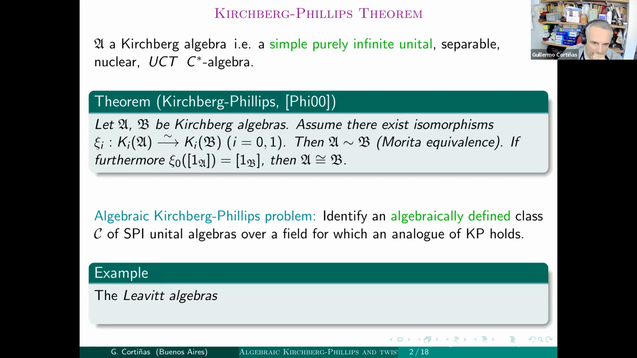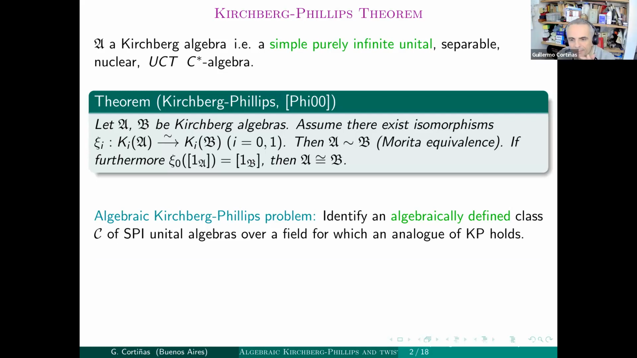Now, of course, if in the class C I just put one algebra, then the theorem holds trivially. I have a question. May I? Yeah, sure. You have these green properties, simple, purely infinite, unital, because they are algebraic. But what about the UCT? Don't you have some algebraic analog?